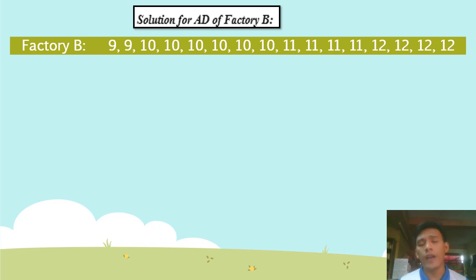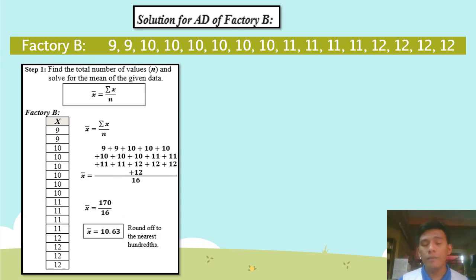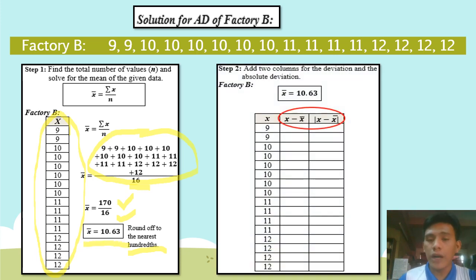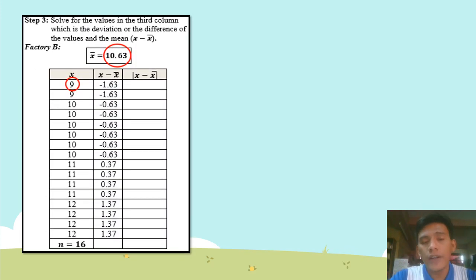For factory B, we need to solve for the average deviation too. The given data for factory B. Step 1, we need to get the value of the mean. Same process: we add all the values of x here, then divide by 16. The total is 170 divided by 16. Round off your answer to the nearest hundredths using your calculator. 170 divided by 16 is 10.63. Step 2, add two columns: x minus the mean, and the absolute value of x minus the mean.